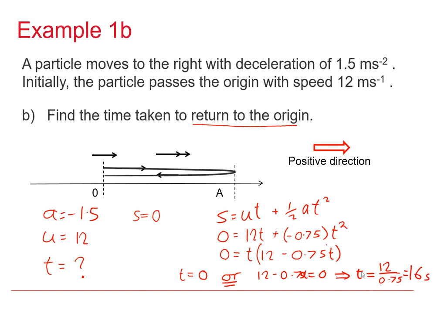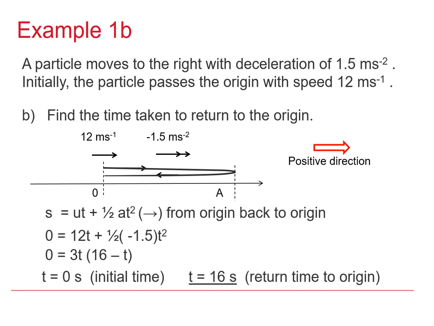So we've got two answers, but hopefully you can see what's happened here. We mentioned earlier this s equals 0. That's also the displacement when we're at the start. So it's no surprise that it's come out with a possible value of t being 0. But the one that we want is clearly this one. Yeah? To return to the origin is 16 seconds.